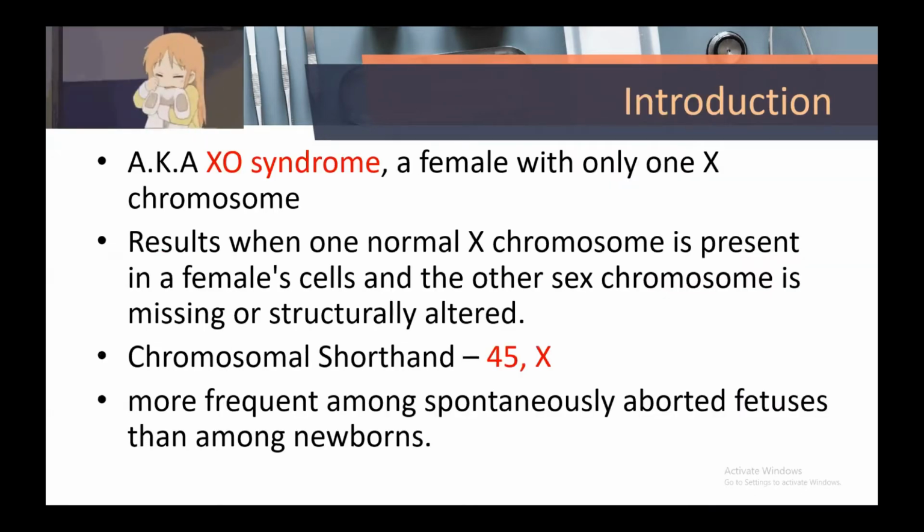For a brief introduction, Turner syndrome is also known as XO syndrome. So, XO syndrome occurs when a female only has one X chromosome. Another name for Turner syndrome is 45X, which is a chromosomal shorthand. So, Turner syndrome is more frequent among spontaneously aborted fetuses compared to normal newborns. And this results when one normal X chromosome is present in a female cell and the other X chromosome is missing or structurally altered.